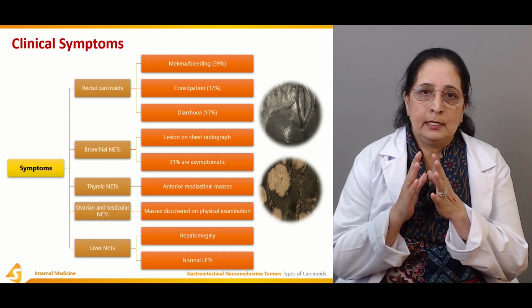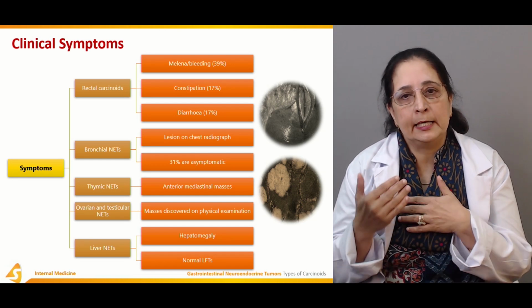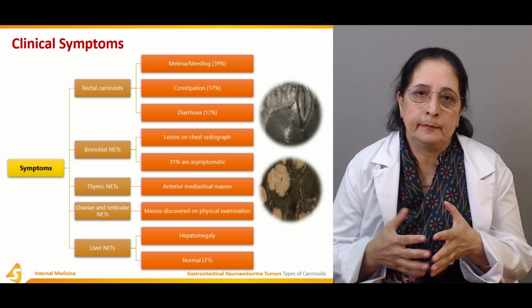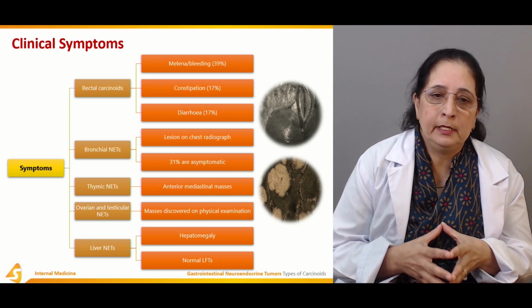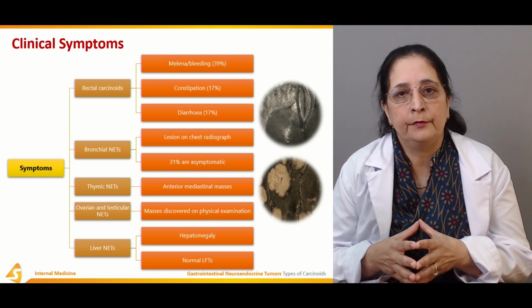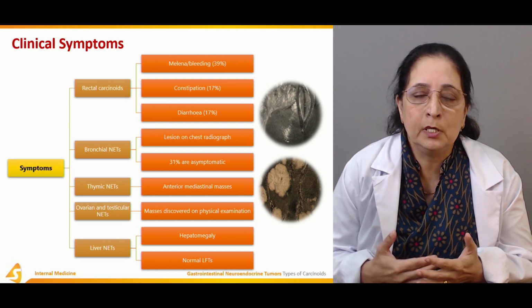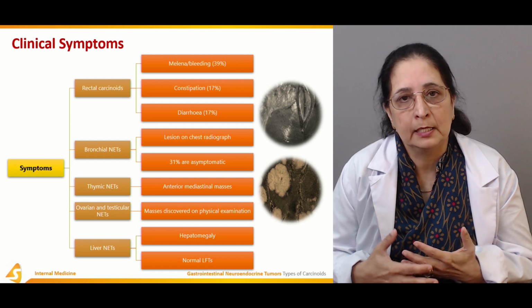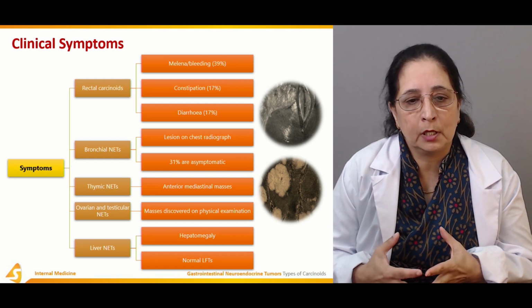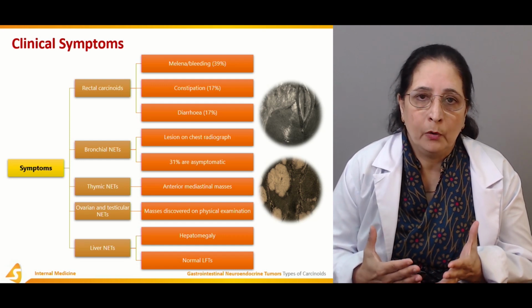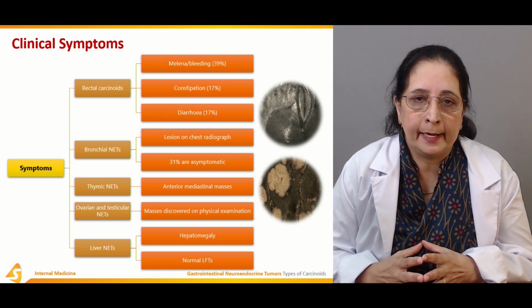This chart is a very good presentation of different symptoms associated with the carcinoid of different organs, or neuroendocrine tumors of different structures, including rectal, bronchial, thymus, ovarian, testicular, and liver.